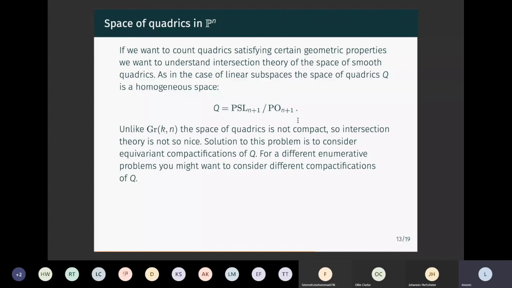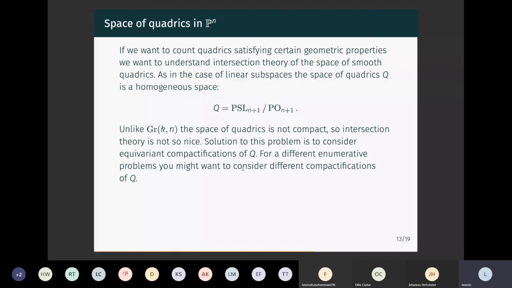fixed. If you choose a different variety which represents the same class, it might have a different number of intersections with another variety. So you need some compactness to do this. And where is an obvious solution for this? Well, we need to consider some compactifications of our space Q.